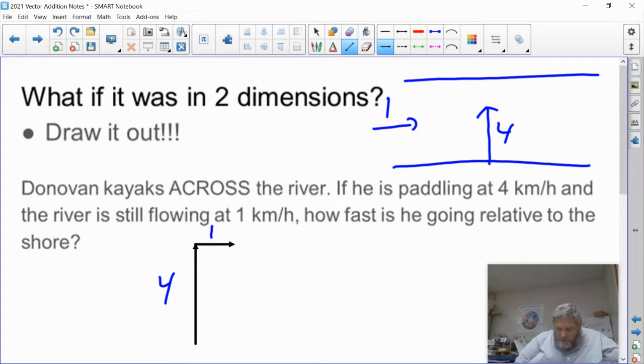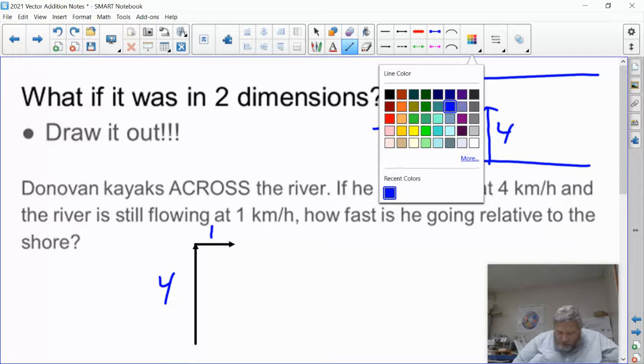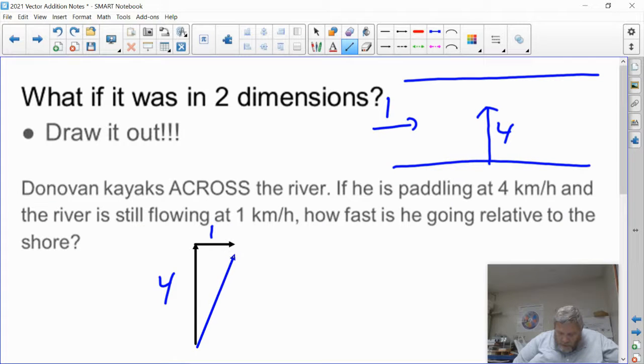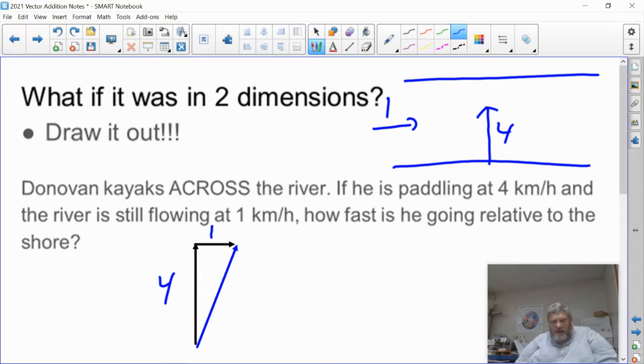We have 4 to the north, 1 to the east, 4 across, 1 downstream. So our overall vector should start here, and it's going to end up here. Right now, this is not 5, is it? We can't add just 4 plus 1. But we know how to do this, right? We know how to find the hypotenuse of a right triangle. We just use Pythagorean's theorem.